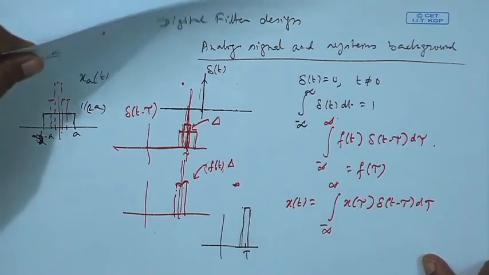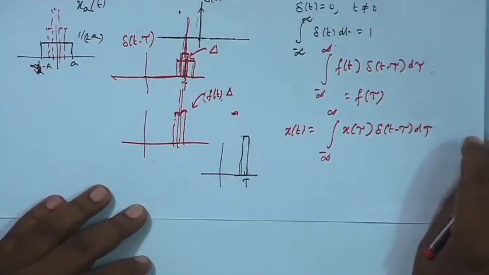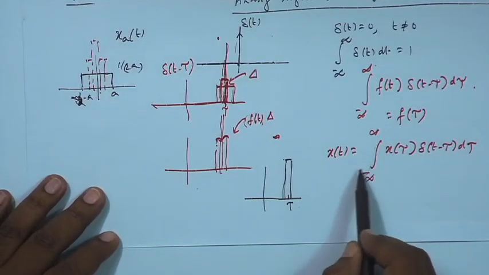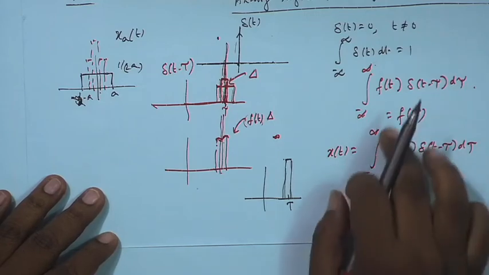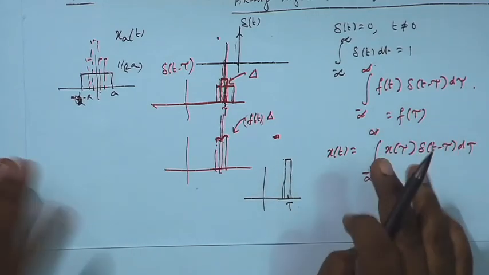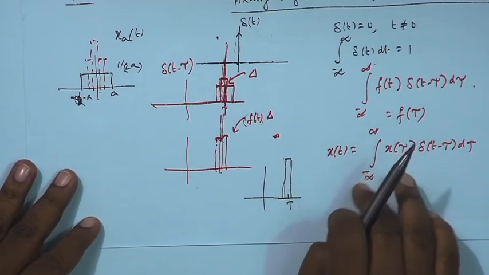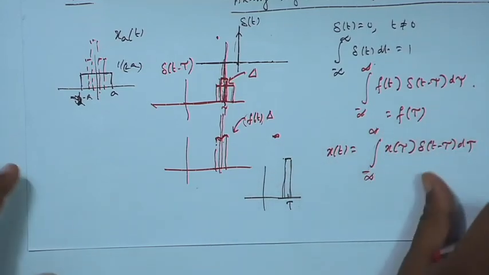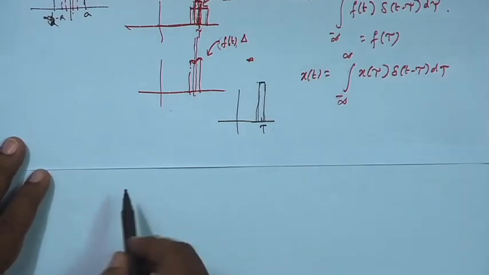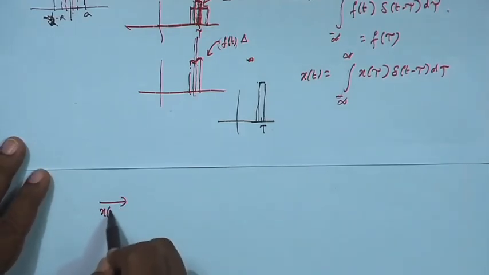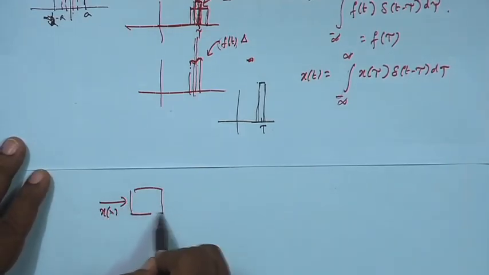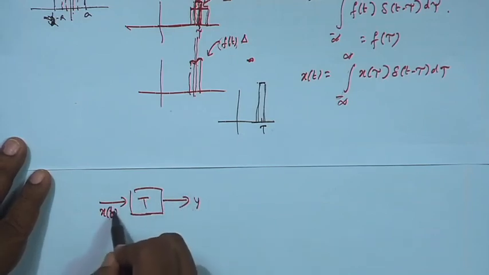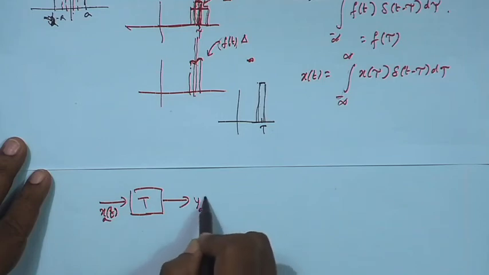Then if I pass it through a linear and time invariant system, linear system means any operation on this integration, which is a summation, will be the summation of the operations. That is, if I pass x t through a system T, an analog system, to have y t.